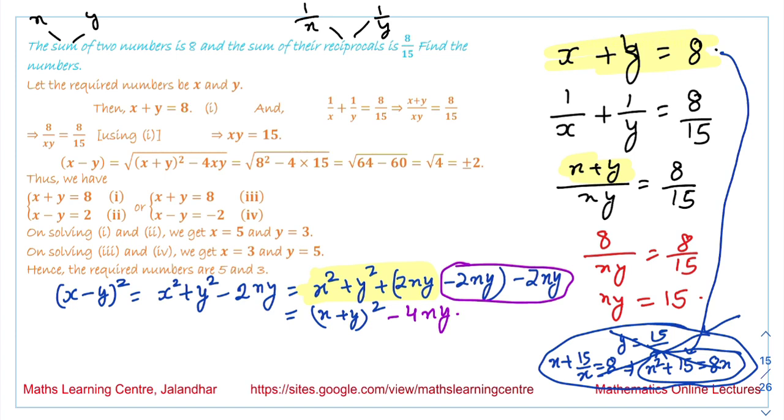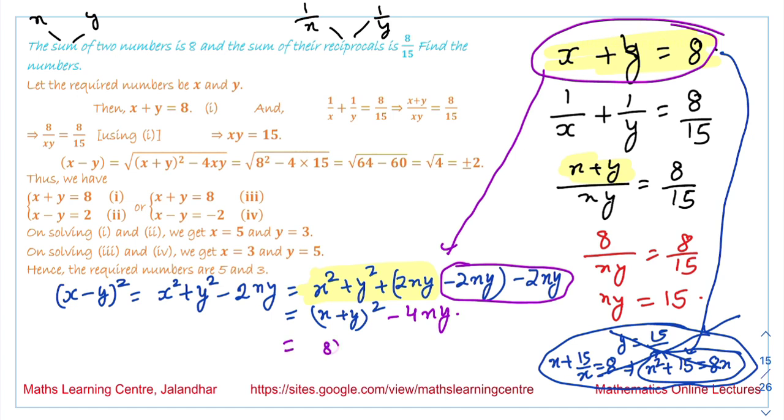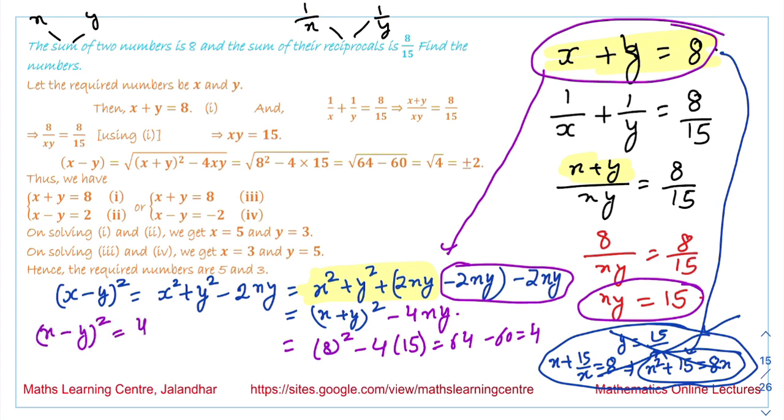Now what we have is x minus y whole square equal to 8 square minus 4 times the value of x into y, which is 15. So it is 64 minus 60, that is equal to 4. So x minus y whole square is equal to 4. It means x minus y is equal to plus minus 2.